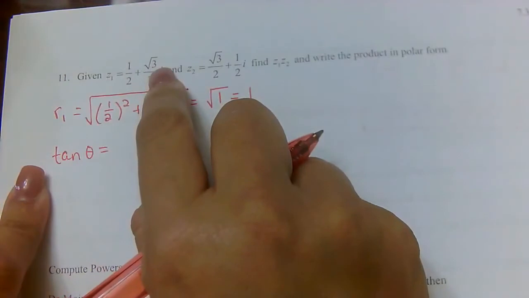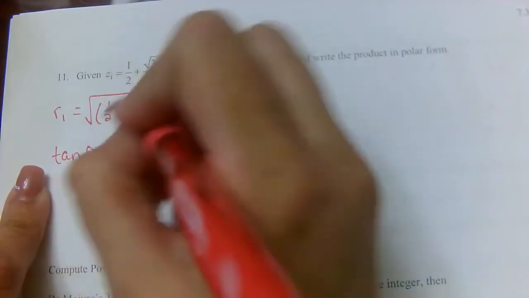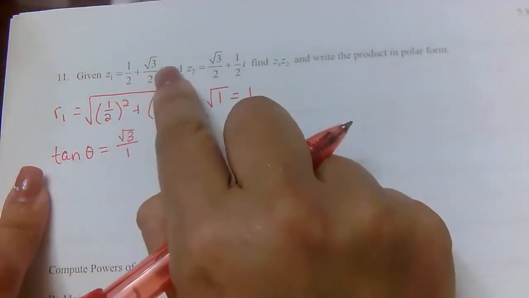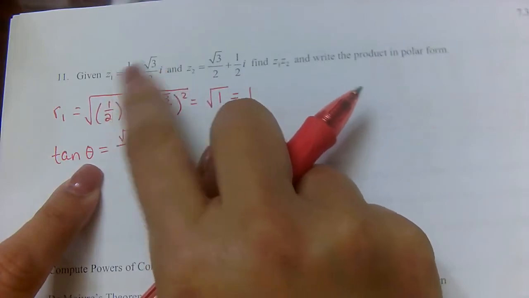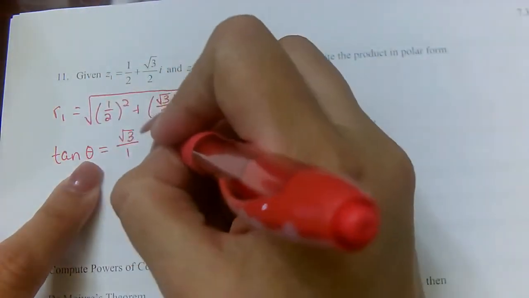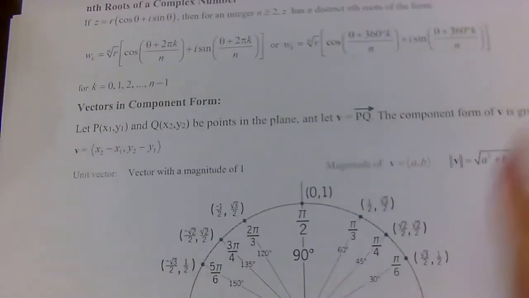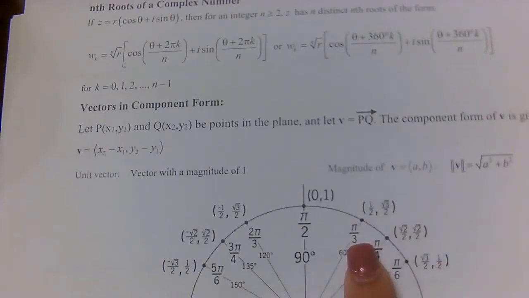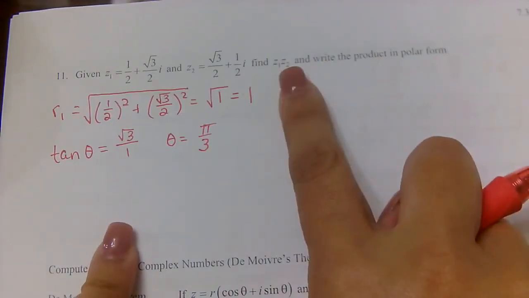Okay, then for theta, I'm going to use tangent theta is equal to the square root of 3, because remember the 2's will cancel out, so I'm going to say the square root of 3 over 1. Okay, so it's this part over this part. Theta is going to be in quadrant 1 because these two signs are both positive. So then what I can do is just use the unit circle to find out where tangent is equal to the square root of 3. And when I look on here, I can see tangent's equal to the square root of 3 at pi over 3. The second one I'm going to do is z2.